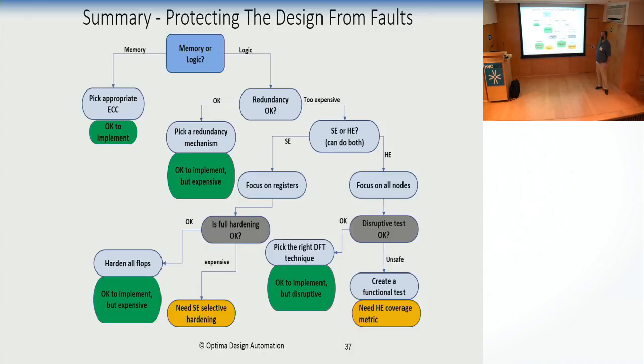If it's too expensive, then let's separate for a minute soft and hard. You usually need both, but for the sake of discussion, let's talk about them separately. If you need to talk about soft, I will not go into the details, you only need to care about registers, and then I go to see, is full hardening okay? If full hardening is okay, and basically this is a cost issue again, it will cost you more, but it will be easier to do. If you're okay with full hardening, just harden all the flops, it's okay to implement, but it's expensive. Not as expensive as this one, but still it's expensive. If it is too expensive for you, you need selective hardening.